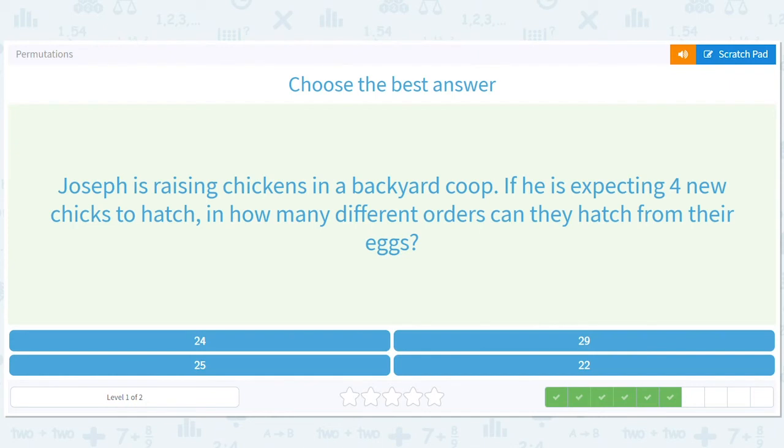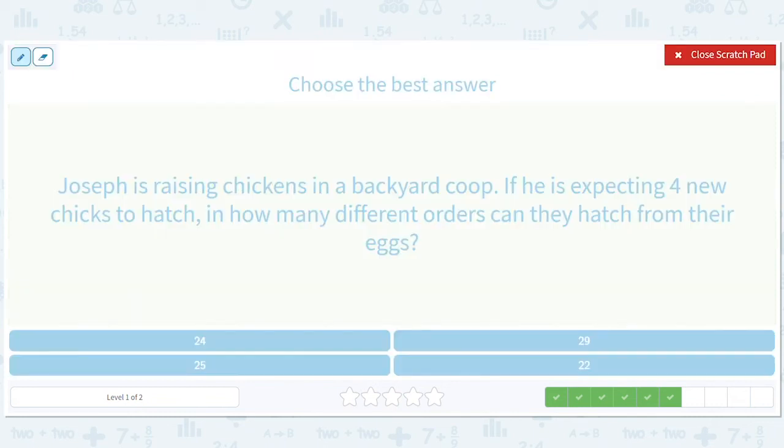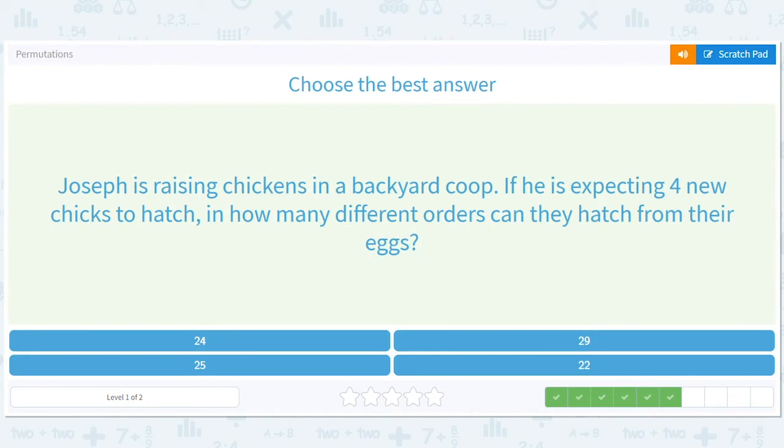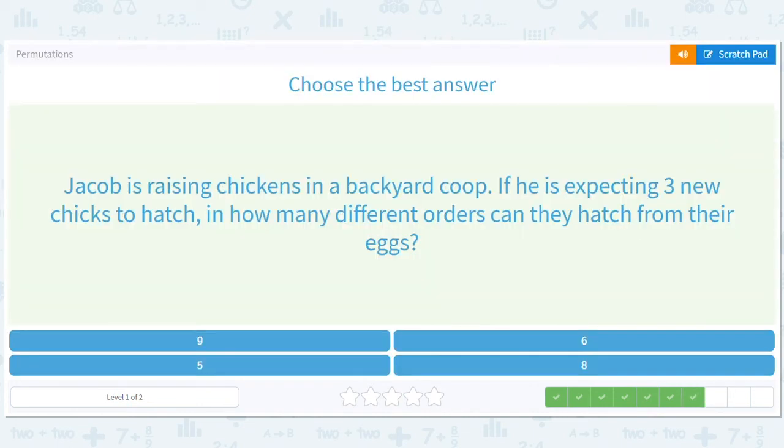Joseph is raising chickens in a backyard coop. If he is expecting 4 new chickens to hatch, how many different egg orders can they hatch from their eggs? Okay, so 4 factorial is 4 times 3 times 2 times 1, which is 6 times 4, which is 24. Jacob is raising chickens in a backyard coop. If he's expecting 3 chickens to hatch, how many different orders can they hatch from their eggs?